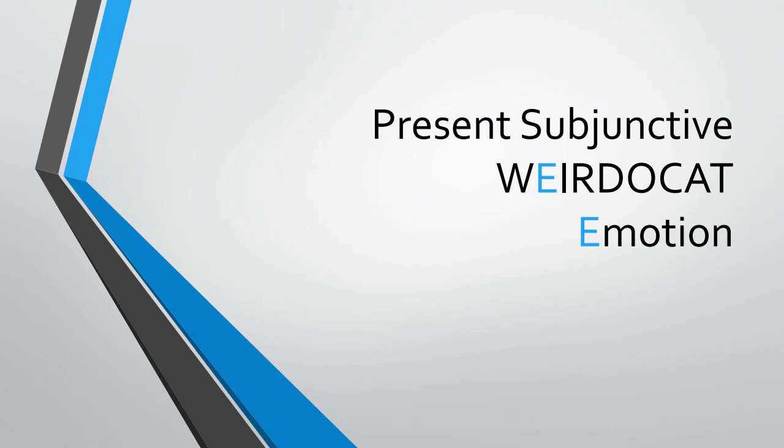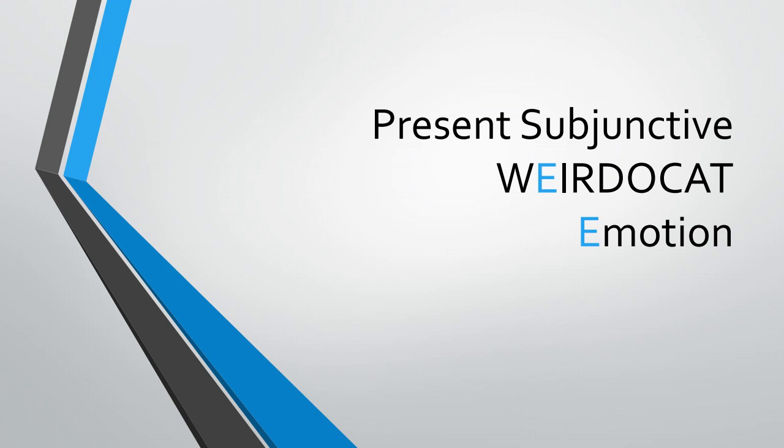Hola, clase. En este capítulo vamos a aprender más usos del subjuntivo en español. So in the last chapter, we learned that the I in Weirdo Cat stands for impersonal expressions. In this chapter, we'll be learning about 3 new uses of the subjunctive that you haven't learned before, which are going to be emotion, doubt, and time.